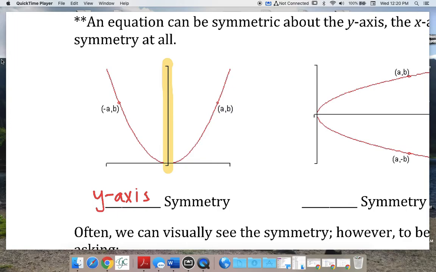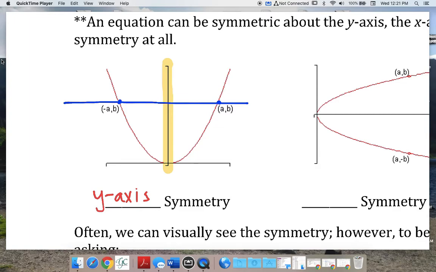Because we are reflecting across the y-axis, the y value is staying the same for both of those points. So they have the same b value in those ordered pairs. The only thing that's changing is the sign of the x value. So in this case, that a is positive to the right of the y-axis, and it's negative to the left. So this will become important later when we check for symmetry.